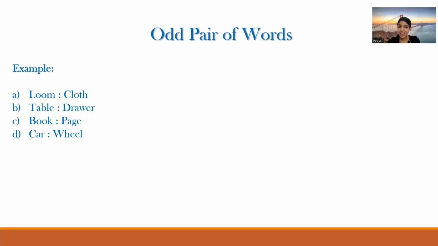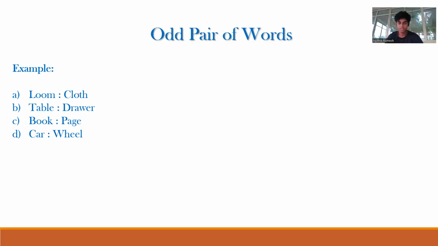Okay, so others with any other answer? Option B, maybe? Answer is B, table and drawer. D, the last one, D, car and wheel. But why? The car is on the wheel, right? The car is on the wheel, right? So the book is over the page.